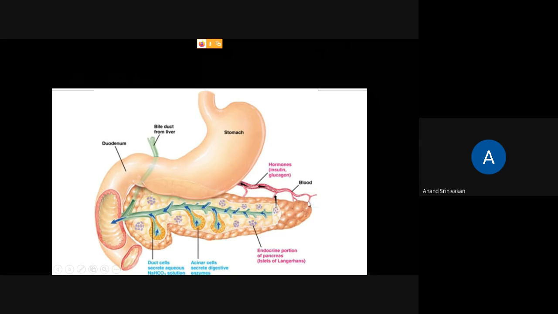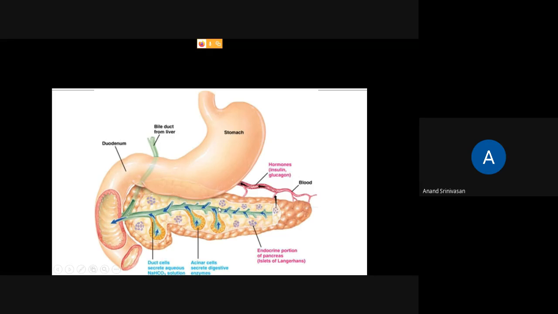Here you can see the pancreas, which is situated along the C-shaped part of the duodenum. The green colored structure indicates the exocrine pancreas, and the pancreatic duct joins with the common bile duct and opens through the duodenal papilla. So that's the exocrine part. Now here we are concentrating on the endocrine part. The endocrine part is these purple colored dots, which look like islands inside the pancreas. These are called islets of Langerhans.